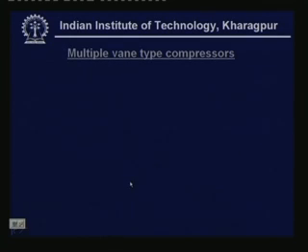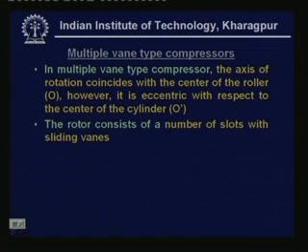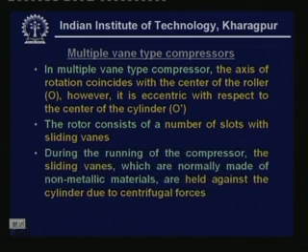Now let us look at the other type of positive displacement compressor, that is the multiple vane type compressor. Let me describe this compressor first. In the multiple vane type compressor, the axis of rotation coincides with the center of the roller. However, it is eccentric with respect to the center of the cylinder. So there is a difference between this type of compressor and the fixed vane type of compressor. The rotor consists of a number of slots with sliding vanes. During the running of the compressor, the sliding vanes, which are normally made of non-metallic materials, are held against the cylinder due to centrifugal forces. This is very important to remember.